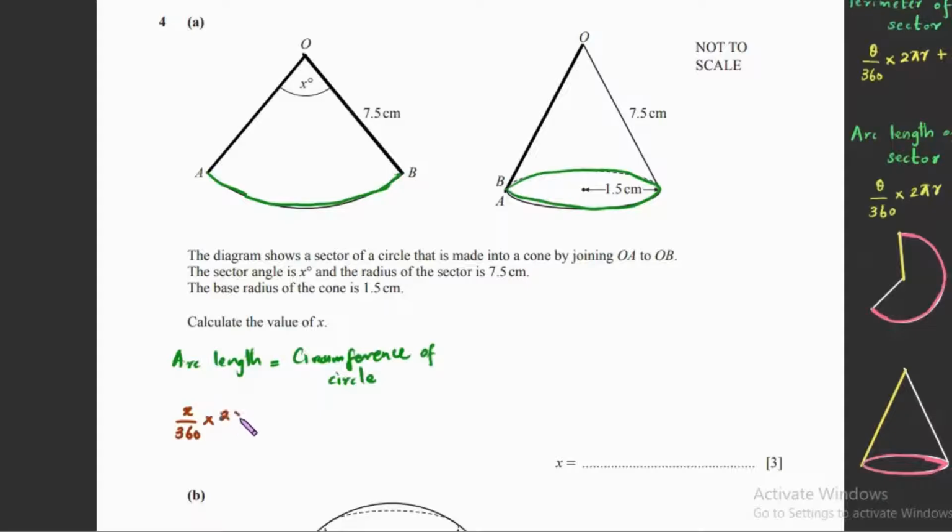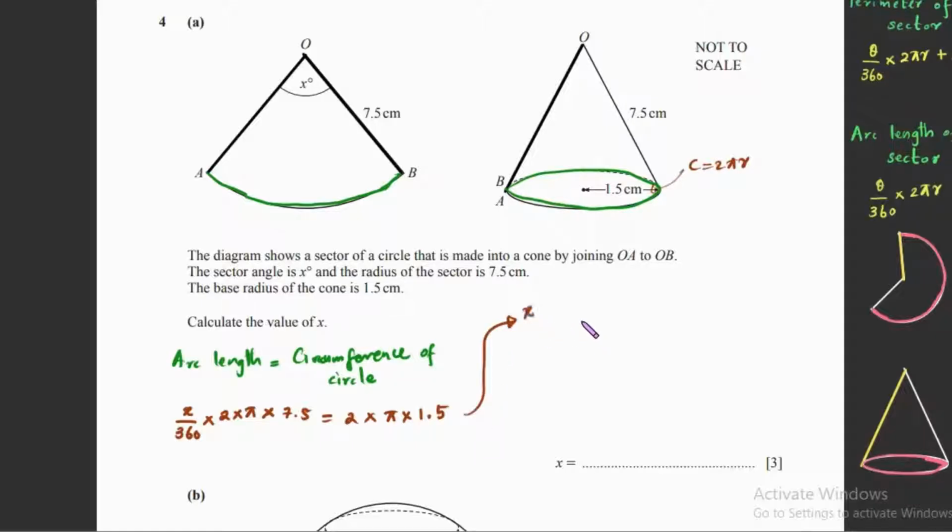So that's going to be 2 times pi times the radius, which is 7.5 according to the sector given. This will be equal to the circumference of the circle. To find the circumference of a circle, we use the formula circumference is equal to 2 pi r. So it's going to be 2 times pi times the radius of the circle, which is 1.5. I need to solve this to find what x is, so I'm going to isolate x.